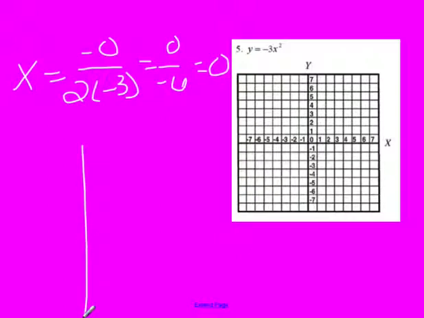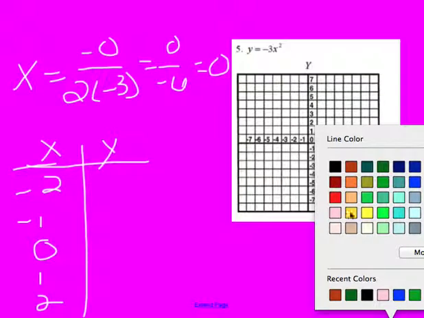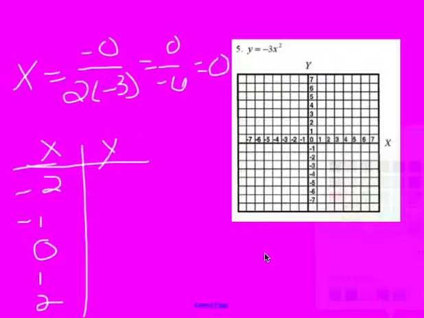So let's go ahead and make our chart. So I have x and I have y, 0's in the middle. I'm going to go up going this way, and I'm going to go down going this way. So now we're just going to plug in each of those values for x. So I'm going to take negative 3 times, and now I'm going to just put those values in. Well, that first one's going to be 0. Then I'm going to take that out, and now I'm going to put 1 in.